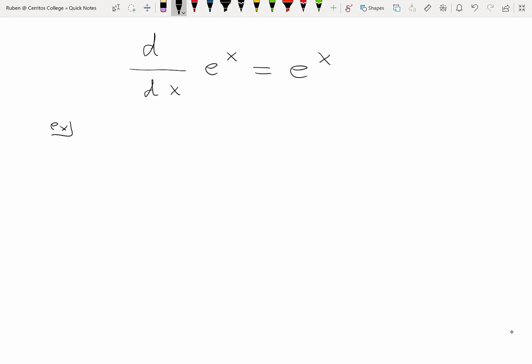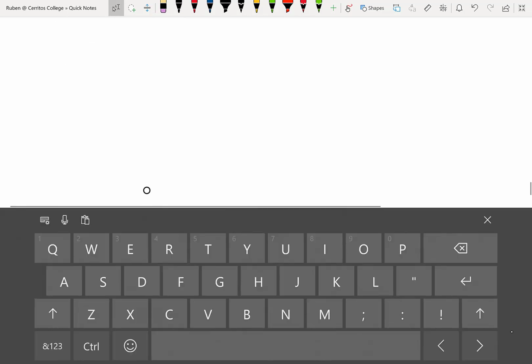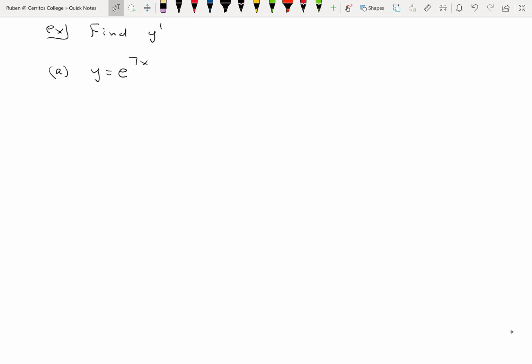So example, find y prime. A. Y equals e to the 7x. We'll keep it kind of basic. So the derivative of e to the x is e to the x. So what's the derivative of e to the 7x? Well, by the chain rule, the derivative of e to the 7x should be the derivative of the outside function, e to the x.